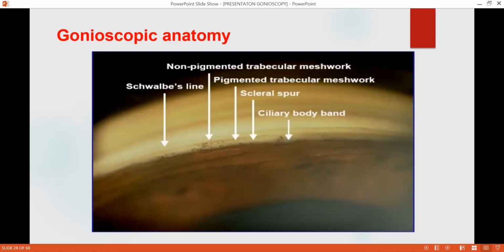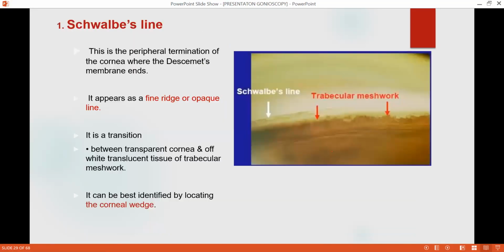So let us start with the gonioscopic anatomy of the structures. The structures we are going to discuss in the angle, starting from anterior to posterior, are the Schwalbe's line, then the trabecular meshwork, both the non-pigmented and pigmented part, then the scleral spur, and lastly the ciliary body and root of the iris. So we'll discuss one by one.